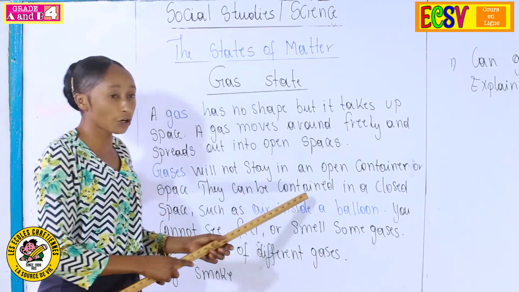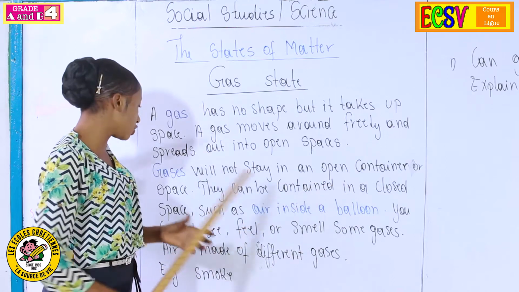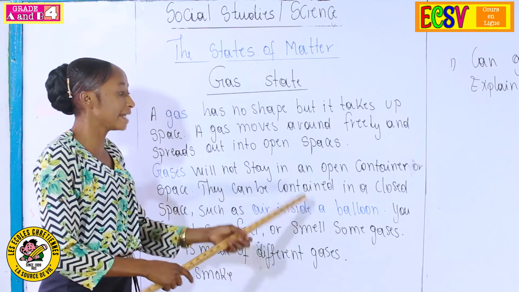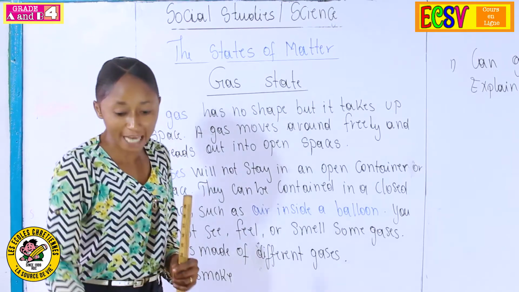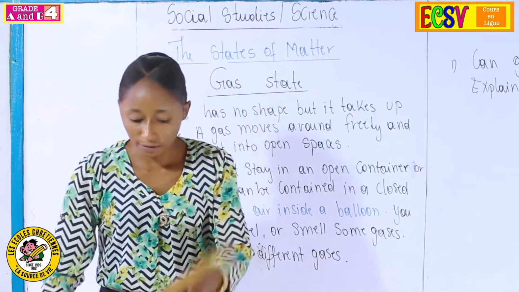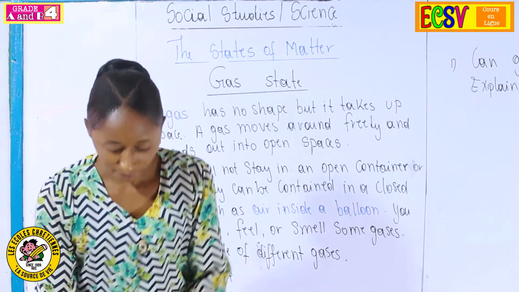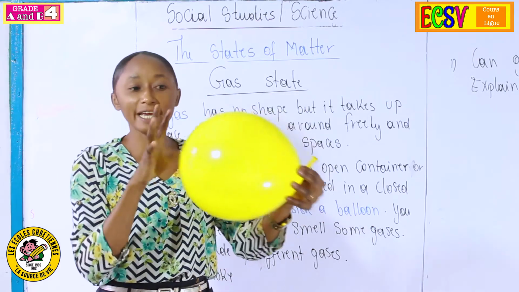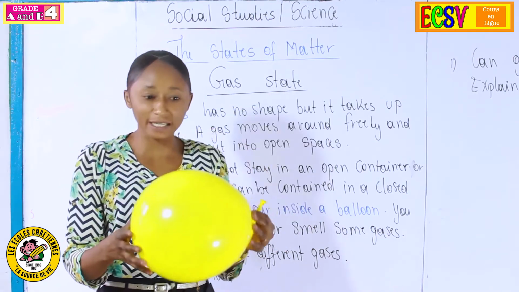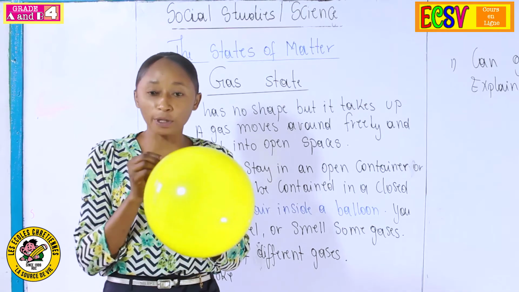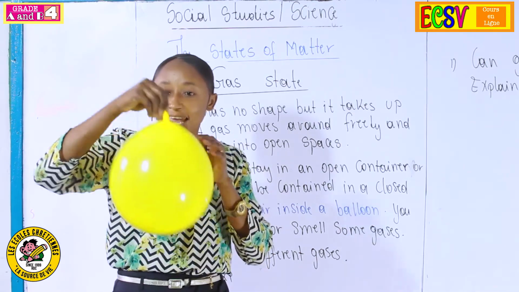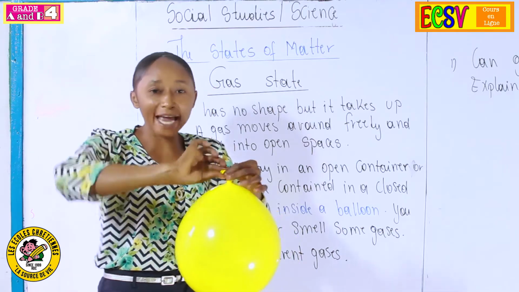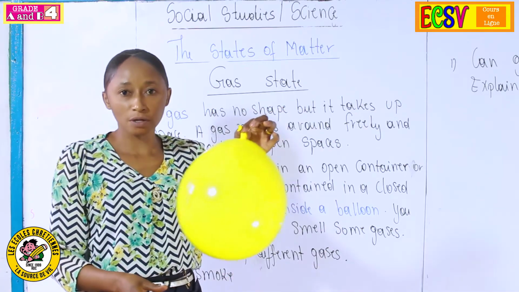They can be contained in a closed space, such as air inside a balloon. For example, here is my balloon. I'm going to show you. Here I have my balloon. If you see the balloon inside, why is it like this? It's because I blew gas inside, and I can contain the gas when I close this balloon.